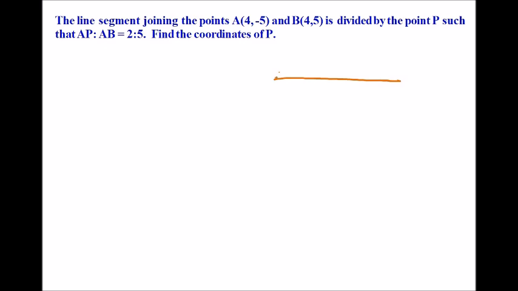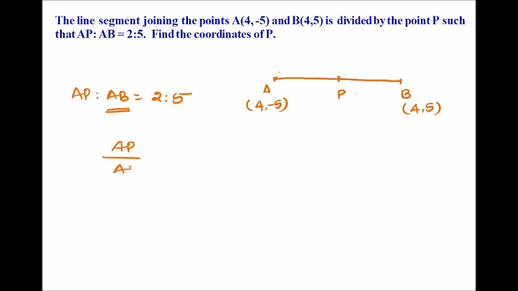Here are two points, A and B. A is (4, -5) and B is (4, 5), and here is P. Given that AP is to AB is equal to 2 is to 5. Here AB is the total length, that is, AP by AB is equal to 2 by 5, that is given.